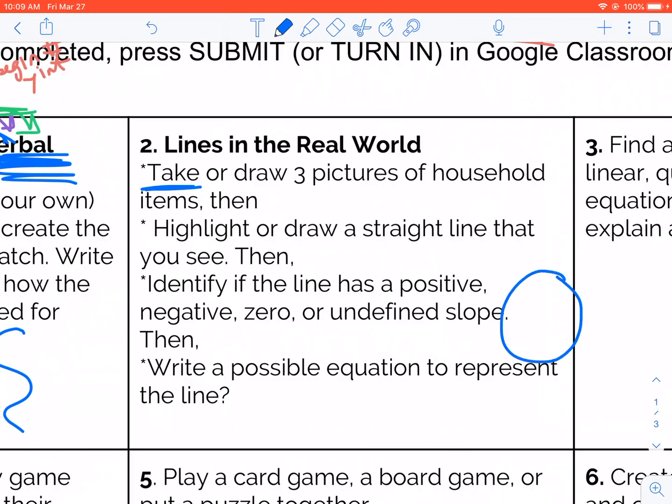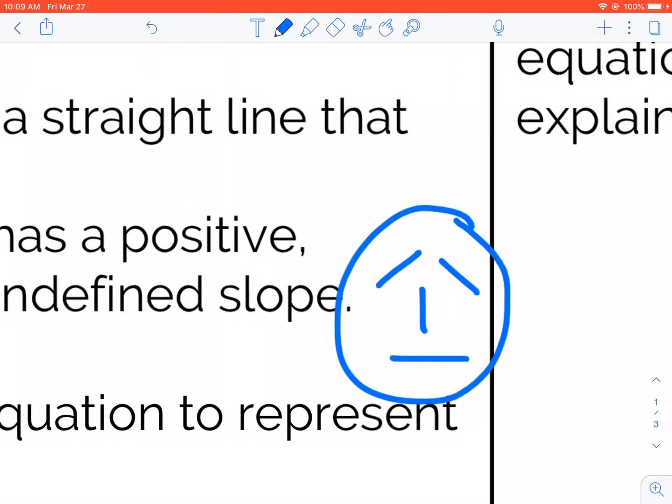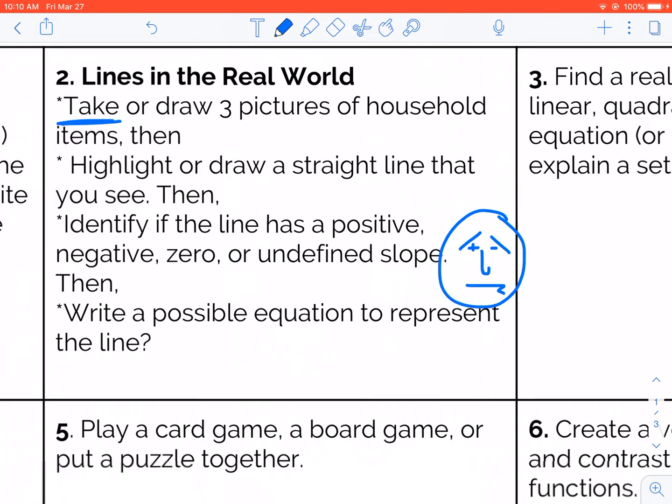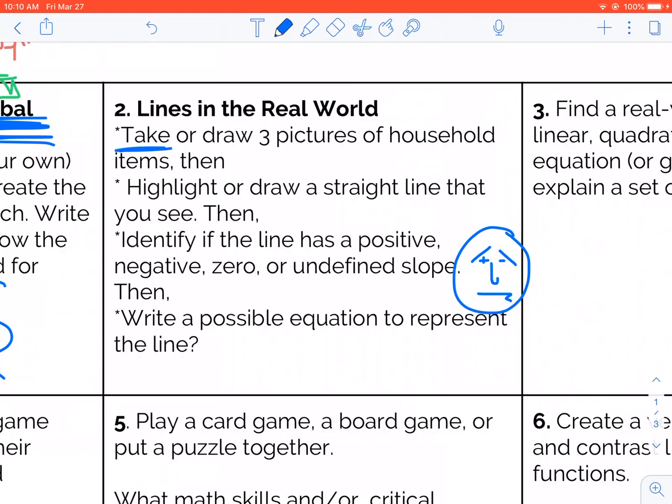Down here when it says identify if the line has a positive, negative, 0, or undefined slope, we can remember Mr. Slopeface. Remember Mr. Slopeface? As the line goes this way, it's a positive slope from the left going up. The other one's a negative slope. If we curl it around and make his nose, that's the U for undefined. And he's got some drool coming in, that's our Z for 0 slope. So there's Mr. Slopeface.